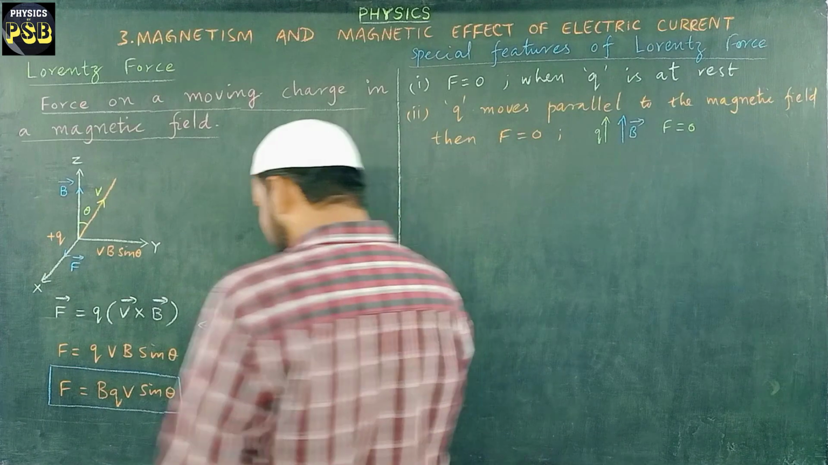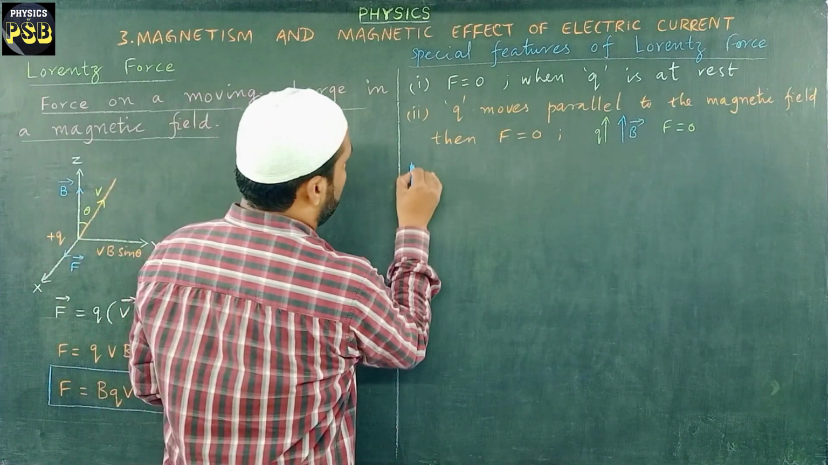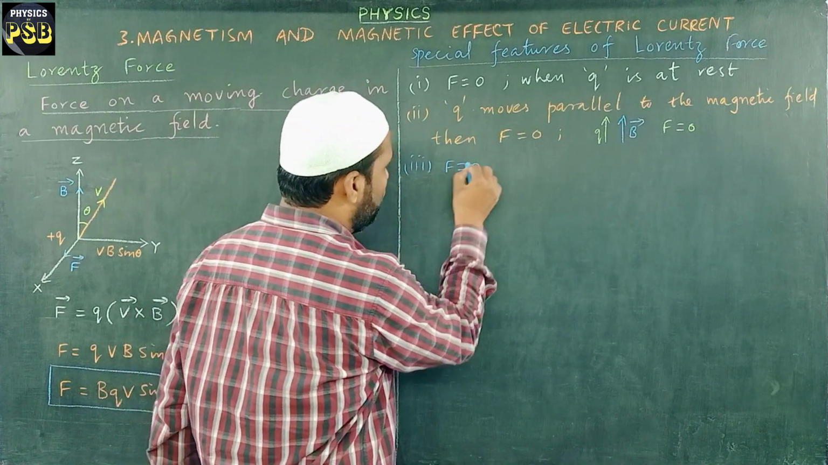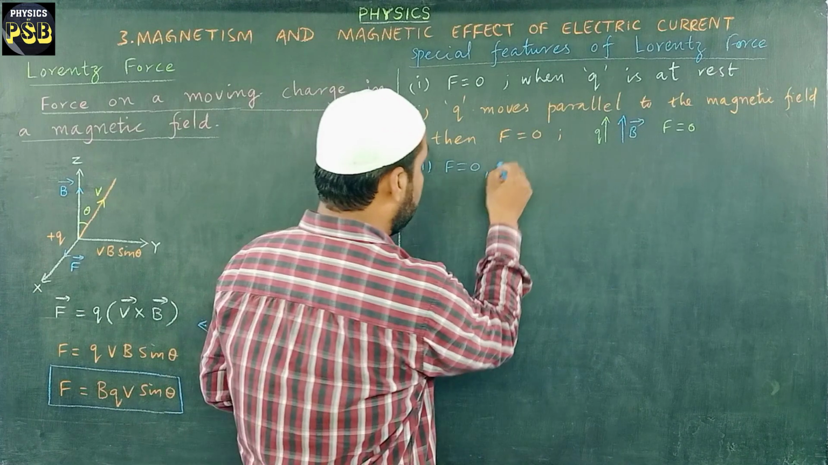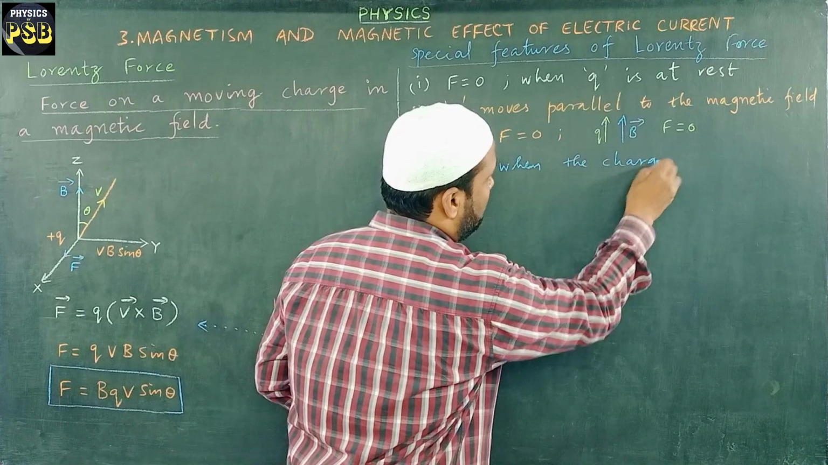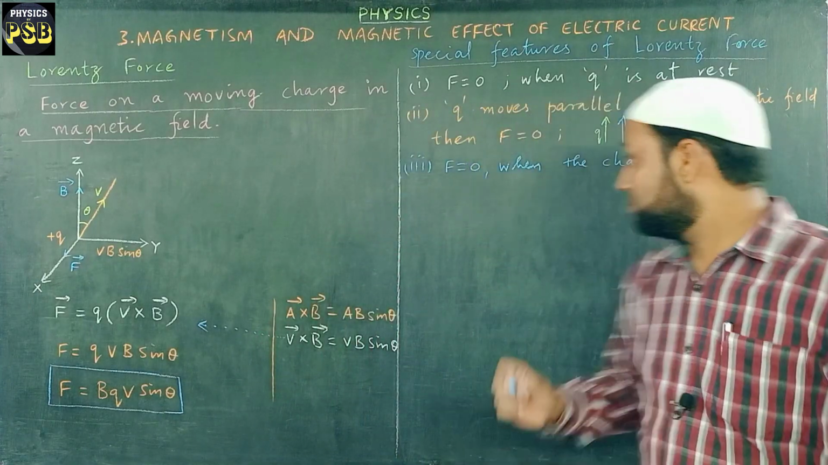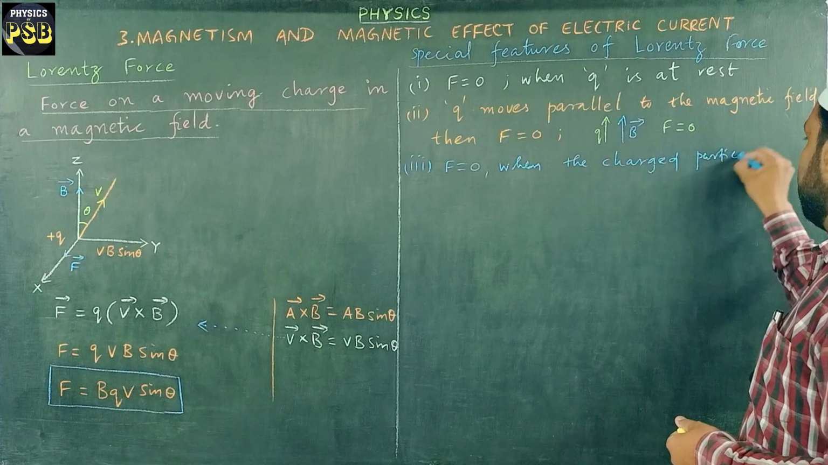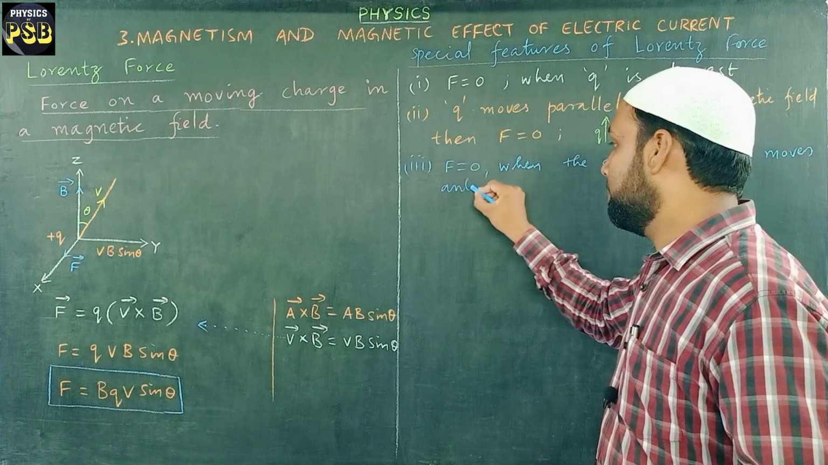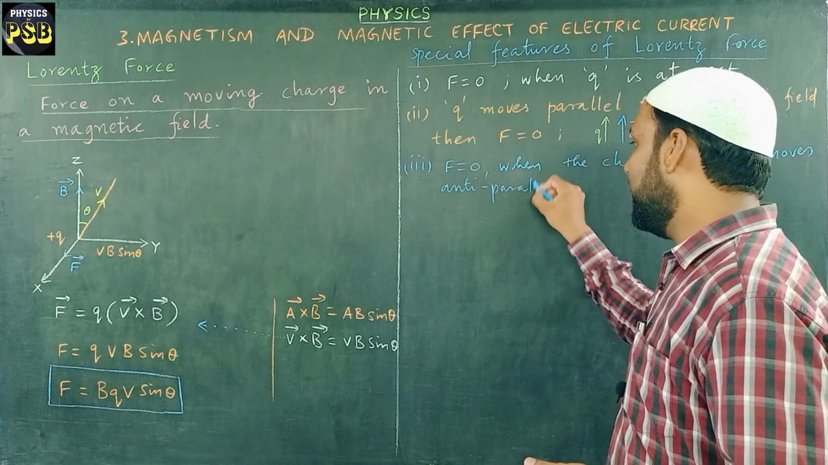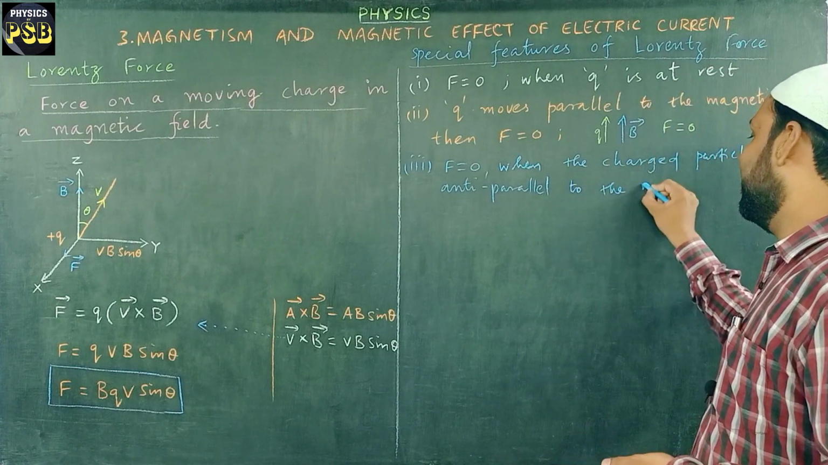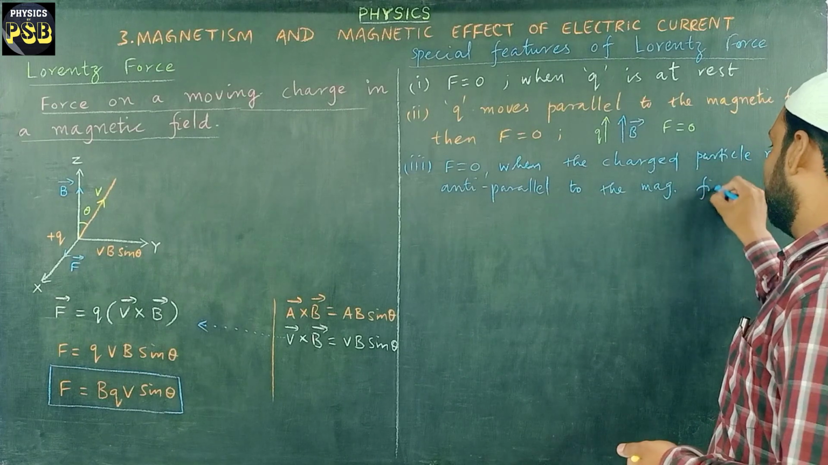In a similar way, the force acting on the charged particle will be 0 when the charged particle moves anti-parallel, moves in the direction anti-parallel to the magnetic field.